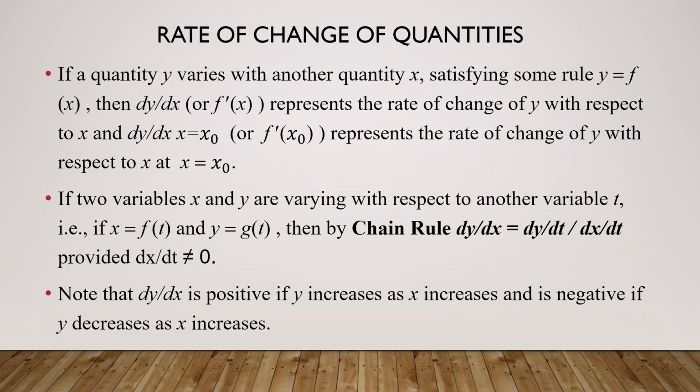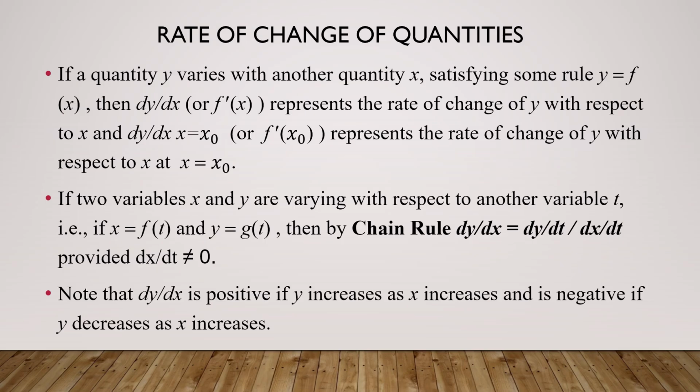So what do you mean by rate of change of quantities? If a quantity y varies with another quantity x satisfying some rule, that means the function is y is equal to f(x), then the derivative dy by dx, which we can write as f dash of x, is actually the rate of change of y with respect to x, and that if you find at a particular point x is equal to x0, you say it is f dash at x0.